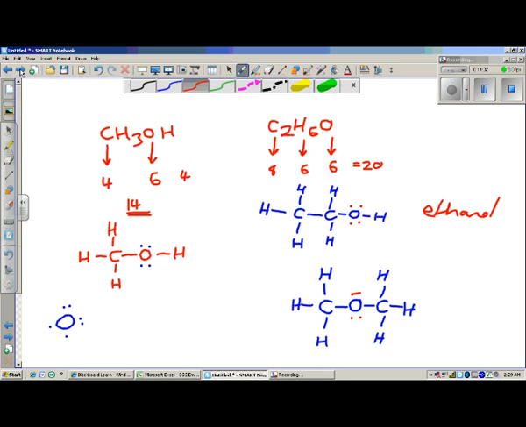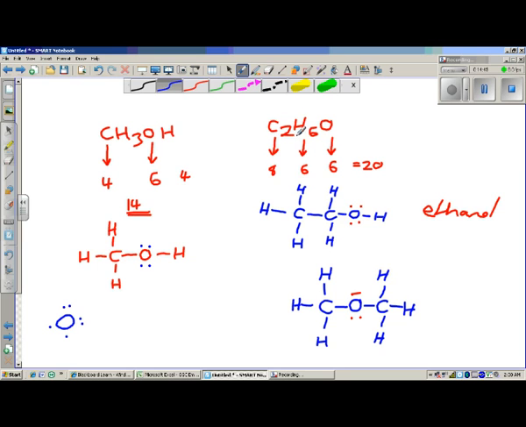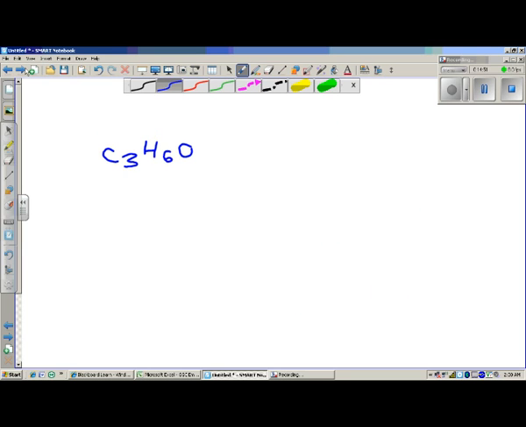Alright, let's look at one more. What if we had, for example, C3H6O? Okay, this looks kind of similar to C2H6O, but now there's something else going on. We have 3 carbons. So what could we do? There's actually a whole host of different possibilities here, but I'm just going to come up with one. I'm going to draw out my 3 carbons in a row.